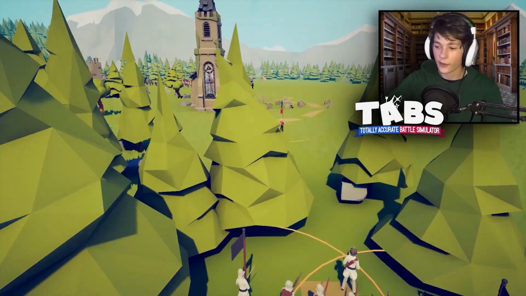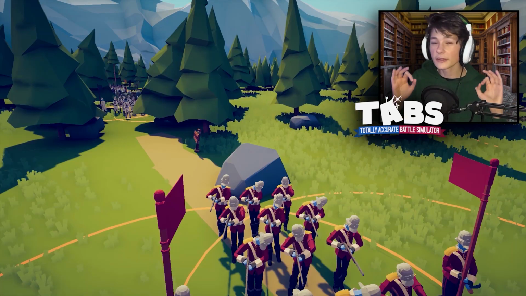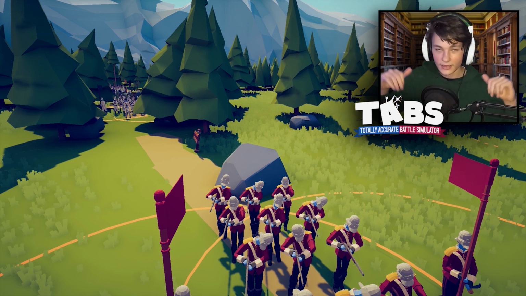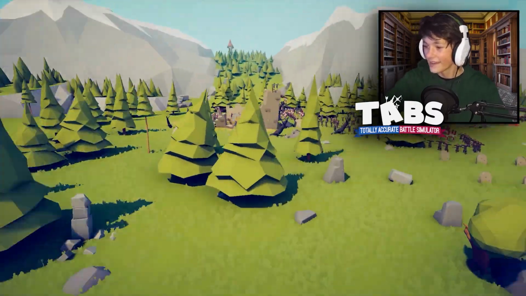I don't know how historically accurate these uniforms are, but I will be really, really happy if you write in the comments whether these units are historically accurate. If they're not, the mother-in-law will put me in a cannon. So, let's begin.